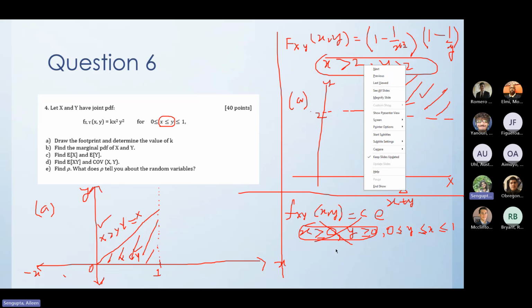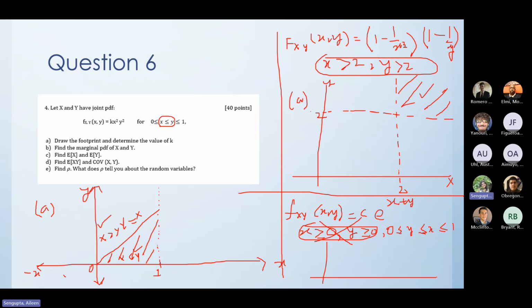The necessary step is first of all to draw the footprint. For the footprint, the second expression is important. Remember that y equals x is our line. Here y is less than x again. So for some parts you needed to consider that y is greater than x, or x is basically greater than y.